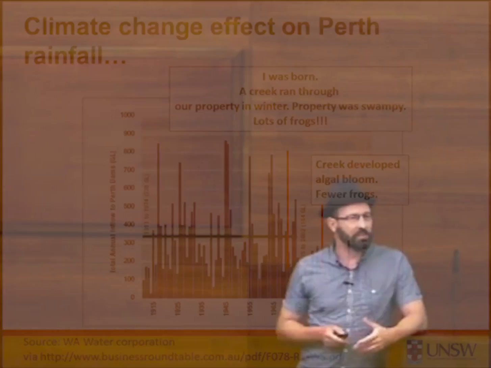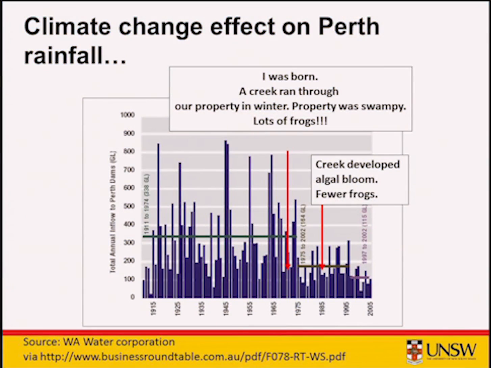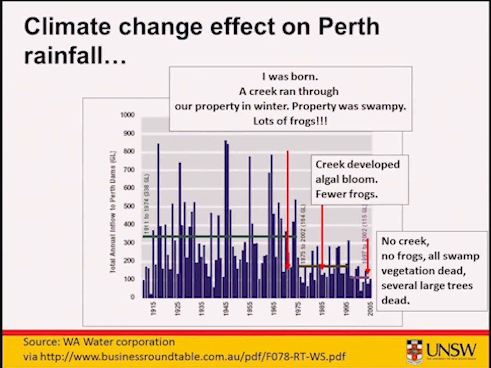About 10 years later, the creek only flowed intermittently after storms and developed a bit of an algal bloom, and there were noticeably fewer frogs. And now, by the mid-2000s, that whole swamp area is completely dry. All of the swamp vegetation is dead, all of the frogs are gone, and even some of the large trees on the property have died. That's a pretty big change to happen over only 40 years, where you can go from a region that was wetlands to a completely dry area. Of course, this is an extreme example, but this is happening globally, and we need to do something about it.